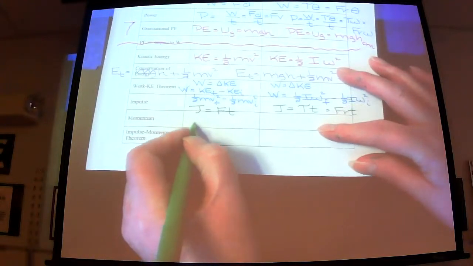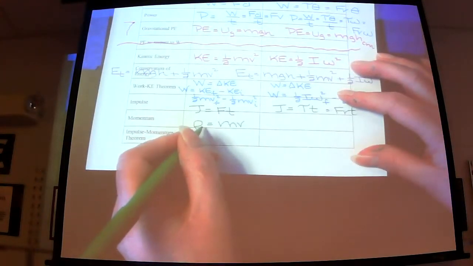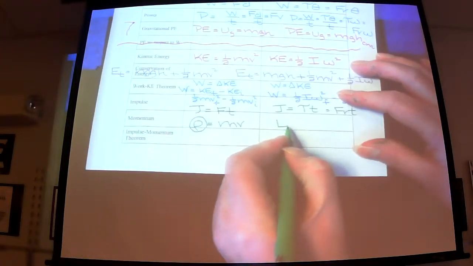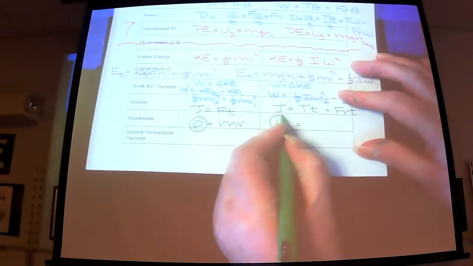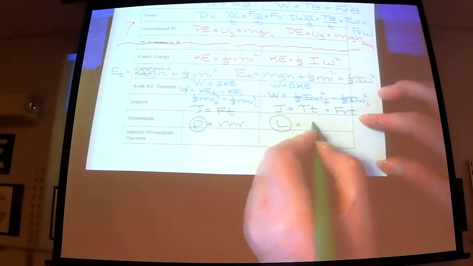Jack, I think what you were remembering was momentum. That's rho. What's the equation for momentum? MV. This is an anomaly. They don't use P now. We changed the variable to L. That's like the only one we changed the variable for. Instead of M, what do we care about? The distribution of mass. And our V becomes a W.